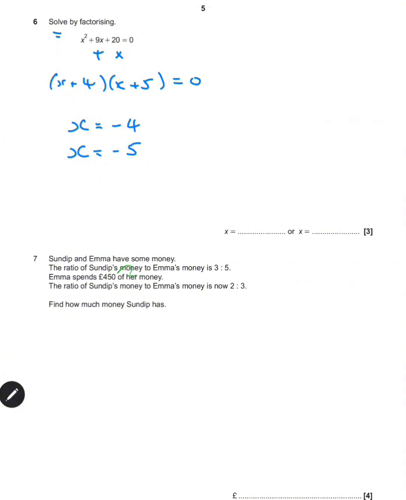We've got 2 ratios. So we've got Sundip starts with 3 parts and ends with 2 parts. And then we've got Emma starting with 5 parts, and Emma finishes with 3 parts. So what I'm going to do is try and combine these 2 ratios, or get them to match at least. If I take this first ratio and multiply it by 2, then what we get is Sundip to Emma. Double this and double this is 6 to 10.